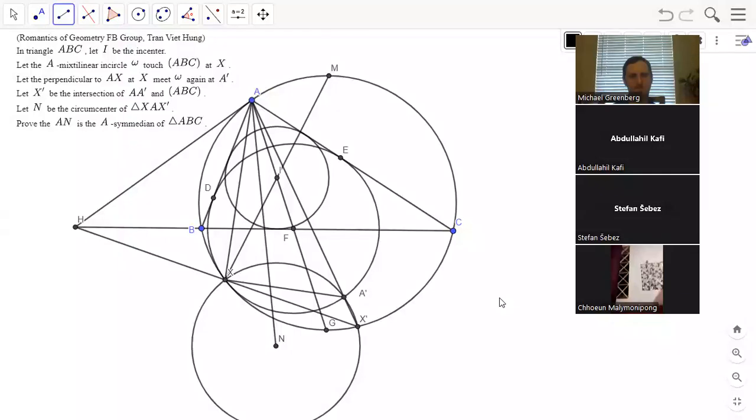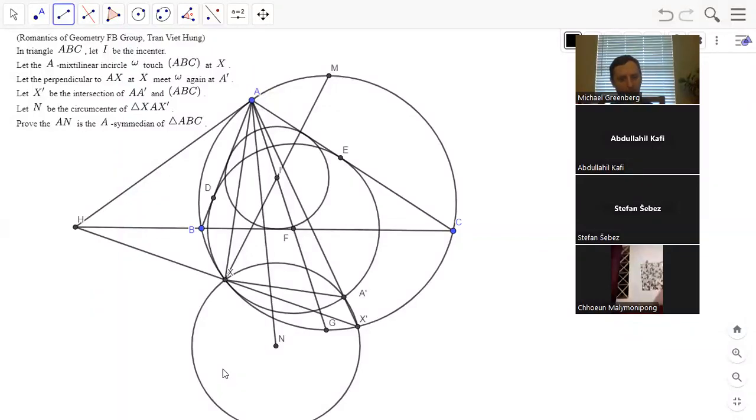Oh, you can angle chase that NX and NX prime are tangents. You have that NX is equal to NX prime. Actually, let N be just as it is. Angle NXX prime is equal to 90 minus half of arc XX prime.